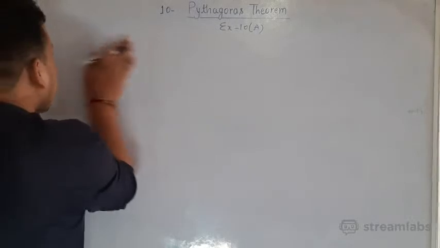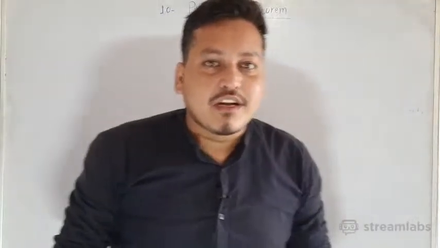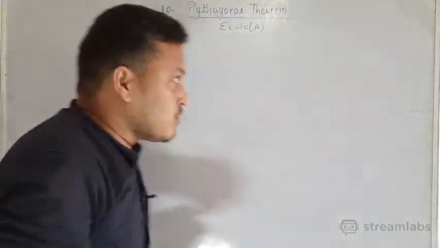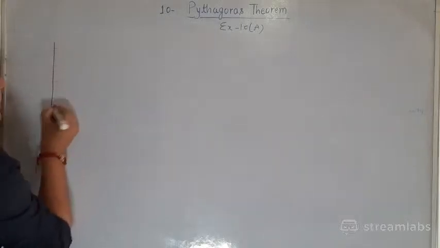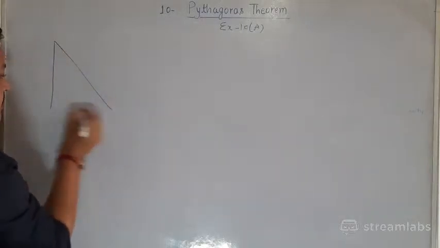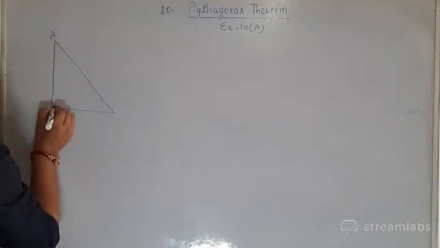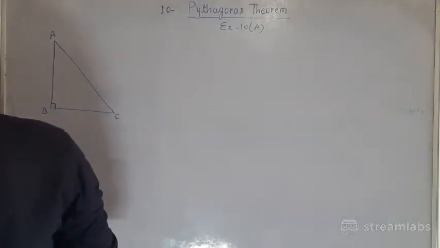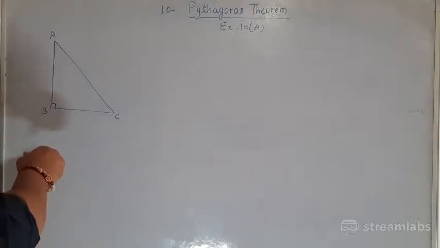So students, do you know about the Pythagoras Theorem? Tell me first, how many students know about the Pythagoras Theorem? What is the Pythagoras Theorem? As you know, in a right angle triangle, first of all, draw a right angle triangle. Let's suppose a right angle triangle ABC. This is our right angle triangle and it is 90 degree at point B, at vertex B.